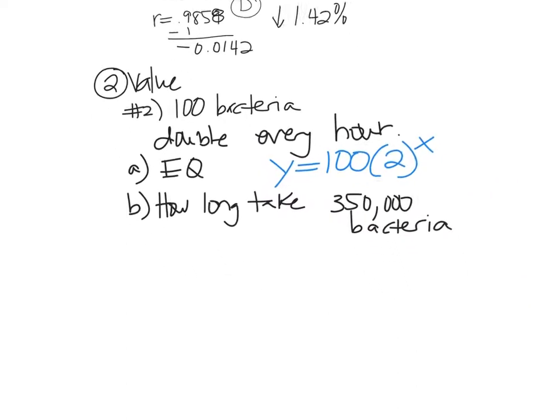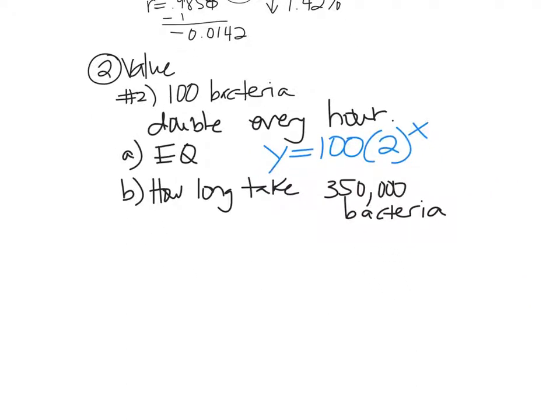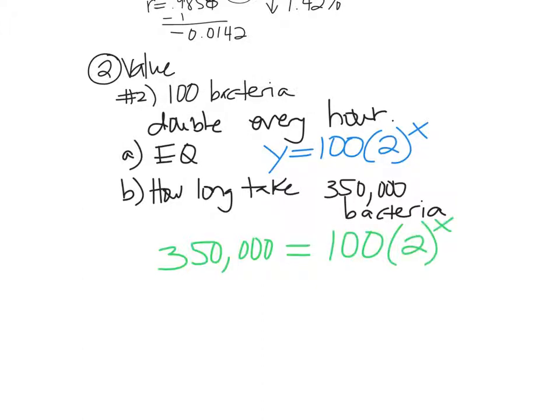The second part is going to be how long will it take to get 350,000 bacteria. Now that's not x. X is time. Y is the bacteria. So I need to plug in 350,000 and I need to solve. We can solve this algebraically. We're not quite there yet. You might remember how from last year, you have to take the log of both sides and solve it that way algebraically. We're not there yet. We're going to graph this, okay?